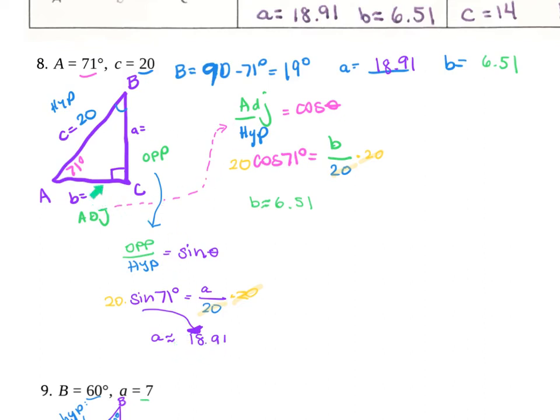Then we need to find B. So to find B, given 71 degrees, we have adjacent over our given of 20. So adjacent over hypotenuse, that is cosine. So therefore, this is cosine of 71 equals B, which is our adjacent, over hypotenuse, which is 20. Then we solve for B, multiplying 20 to both sides, so we get B is 6.51 approximately.